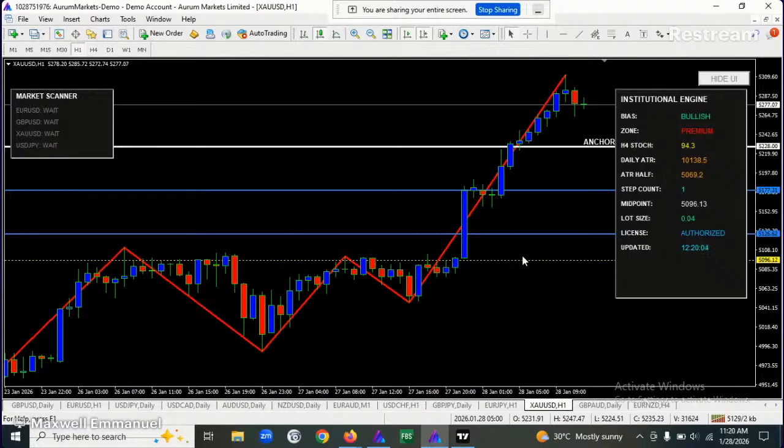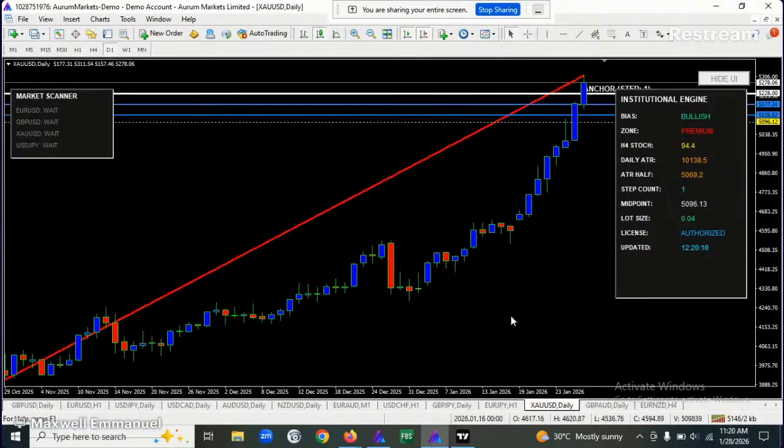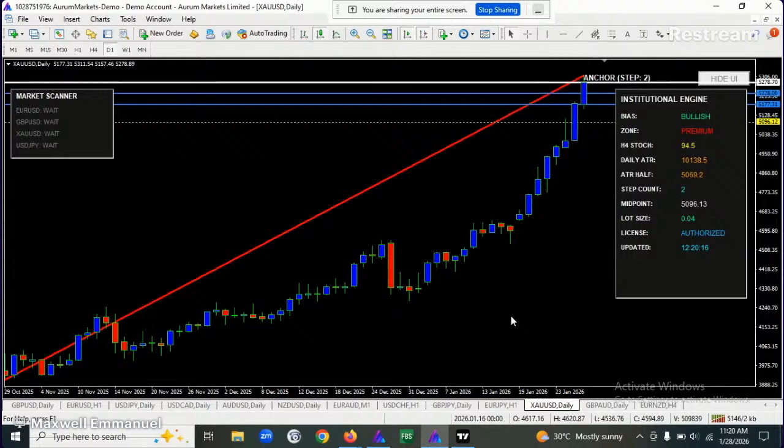Though long term gold is bullish, I would love to see a massive drop on gold before buying it. I can't buy gold from the current market price. I want to see a massive sell on gold before I would buy it. You can see the bias here is bullish, waiting for this bias to change to bearish. Once this changes to bearish, we're going to sell.